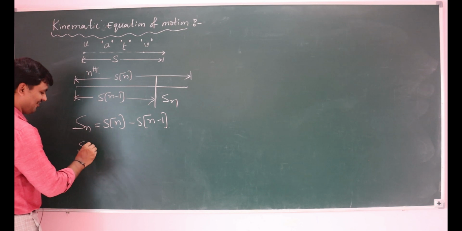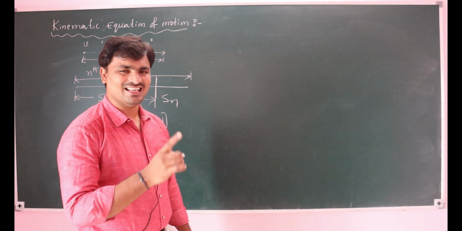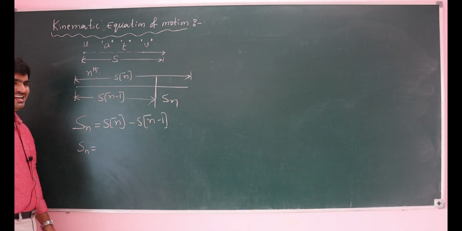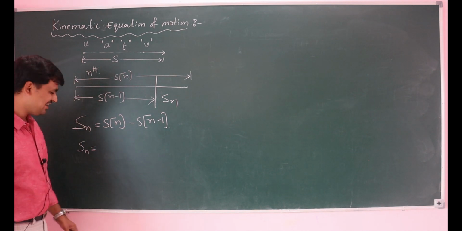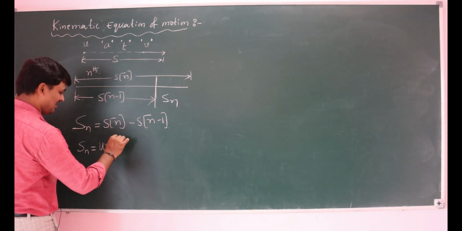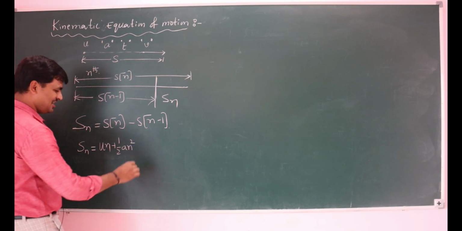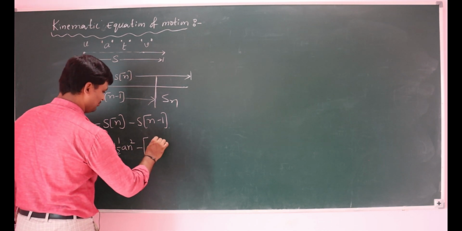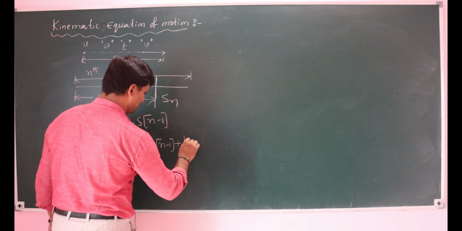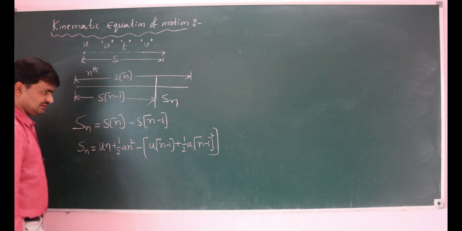So just put the values; you can use the equation of displacement as a function of time. What is the expression? S is equal to ut plus half at square. So u times n plus half a times n square, minus u into (n minus 1) plus half a into (n minus 1) whole square.